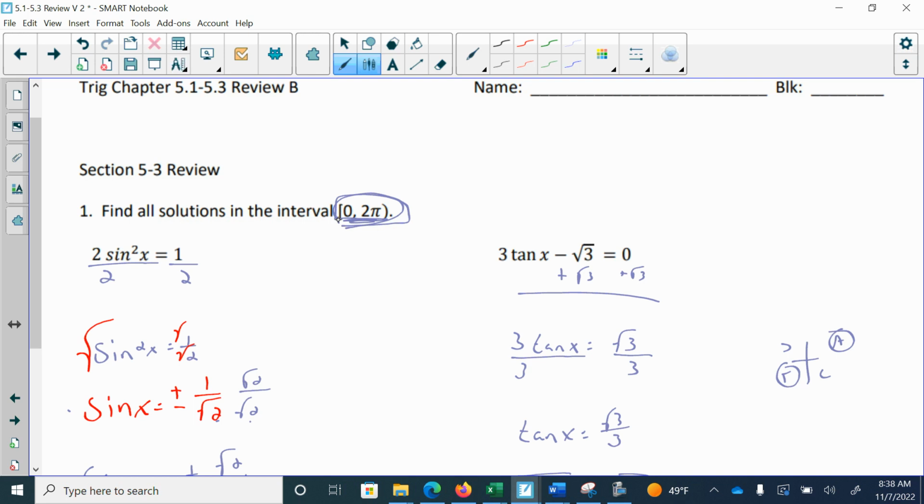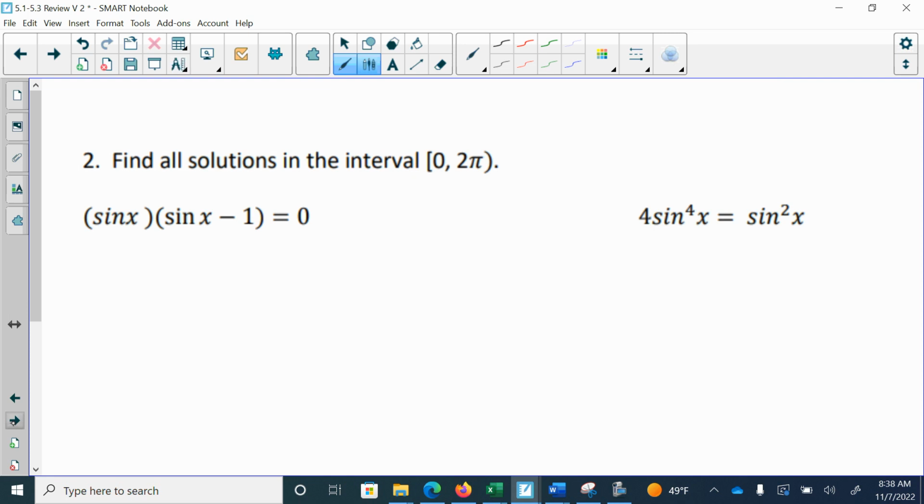All right, let's do the next one. Next one, I have: find all the solutions on the interval of 0 to 2 pi. So again, I'm not going to list the multiples of 2 pi at the end. Since I have two things multiplied that are equal to 0, they've already done all the hard work for me. I'm just going to set each one of those quantities equal to 0.